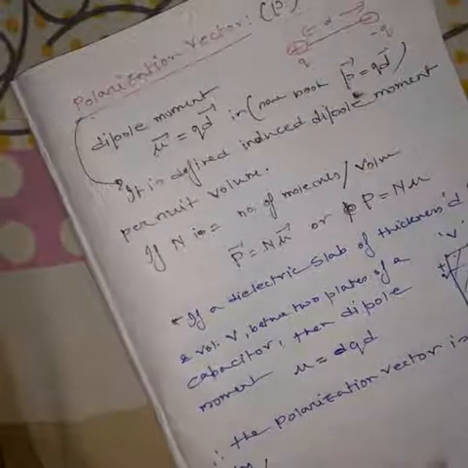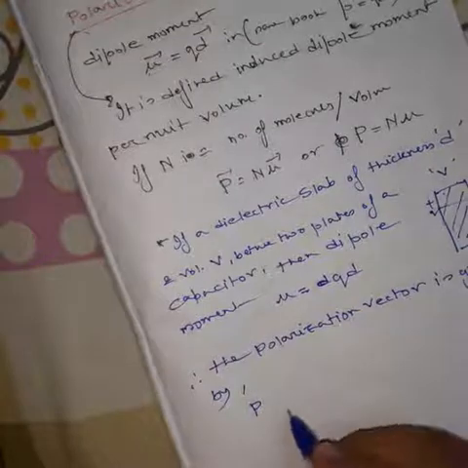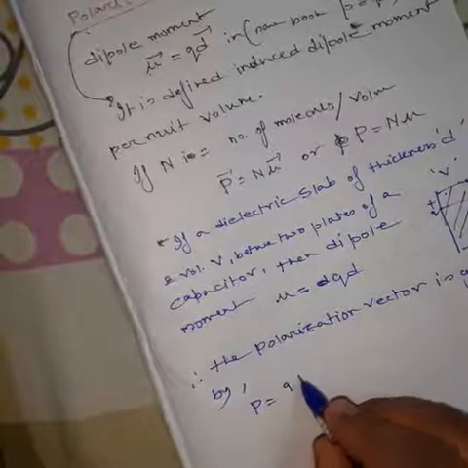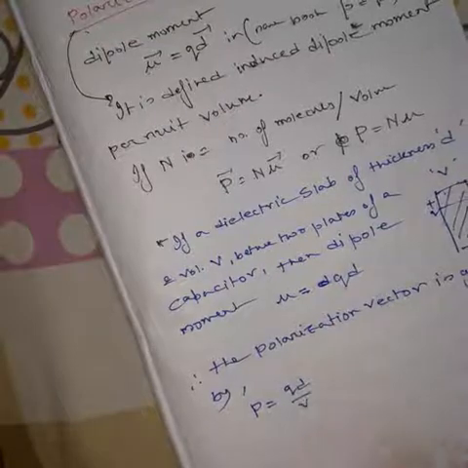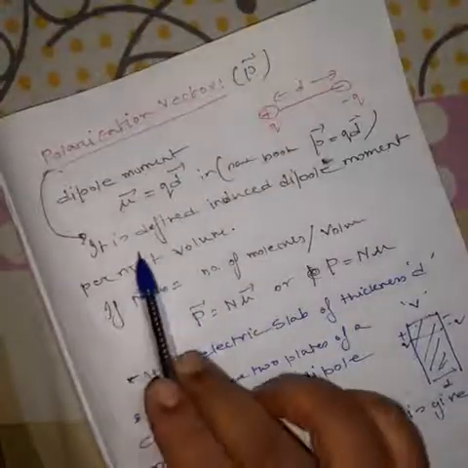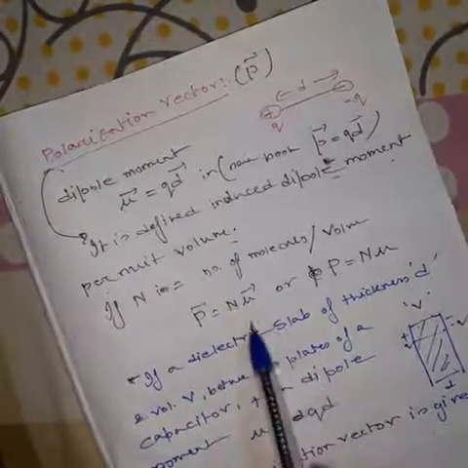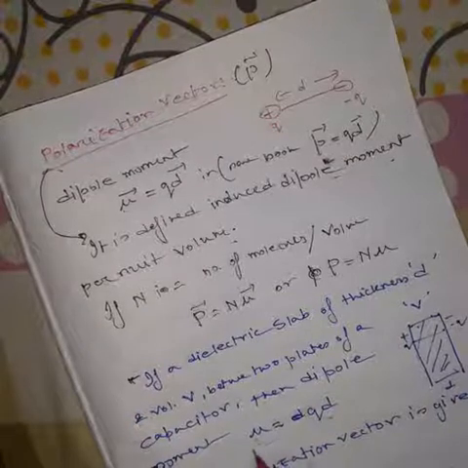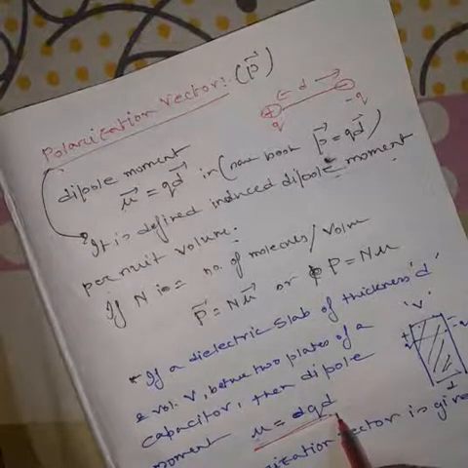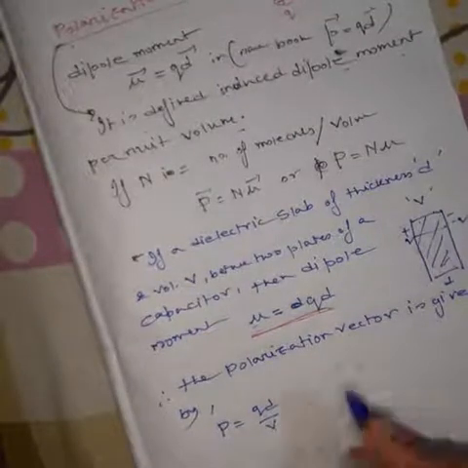is given by capital P equal to QD, that is the dipole moment per unit volume. So the definition is, the polarization vector is the induced dipole moment per unit volume. So the dipole moment is Q into D divided by the volume V. By definition, I got that.